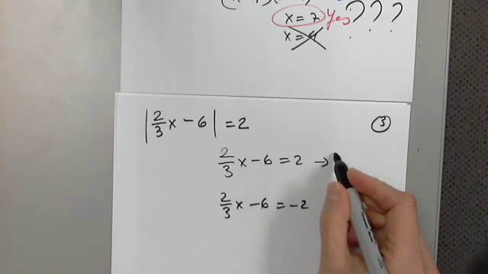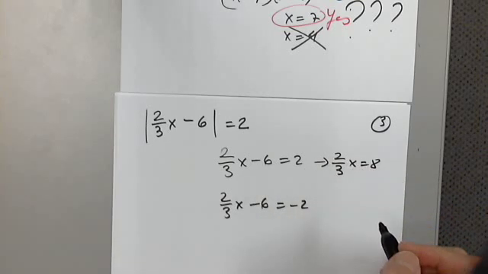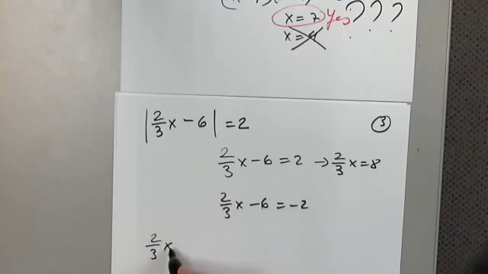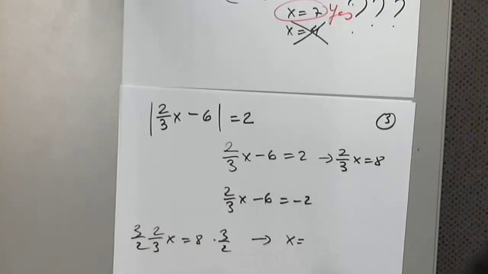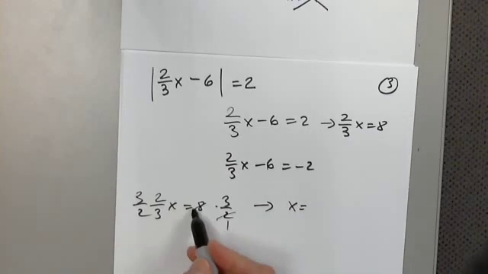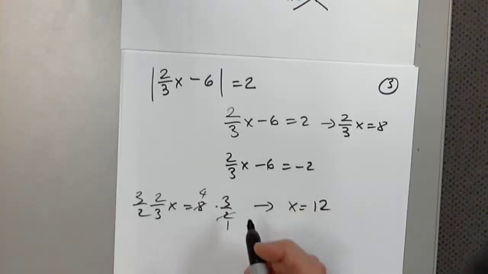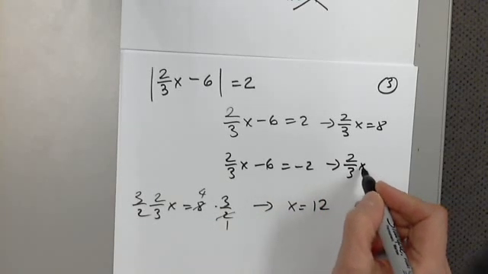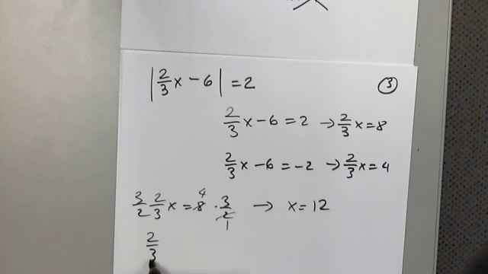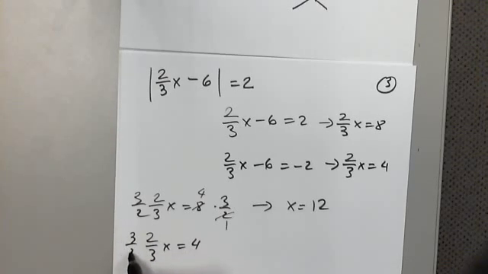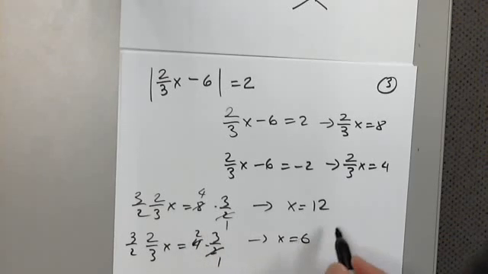So from here we have that 2/3 x equals 8. And we multiply both sides by? Very good. Indeed, 3/2. So from here we have x equals, I prefer to simplify. I don't want to multiply and then divide. 12. And from here we get 2/3 x equals 4. Or 2/3 x equals 4 multiplied by 3/2. And I simplify. Indeed.